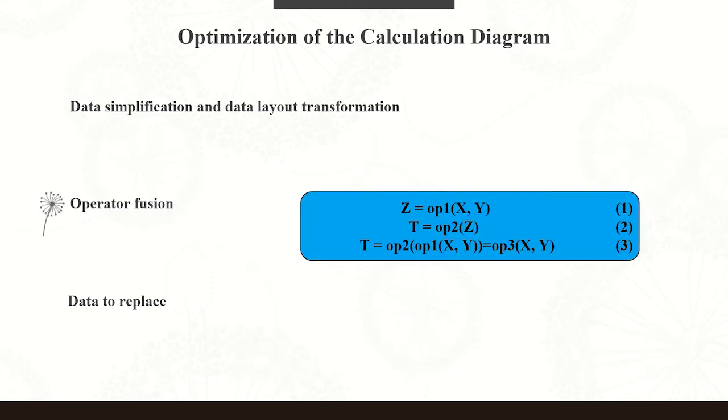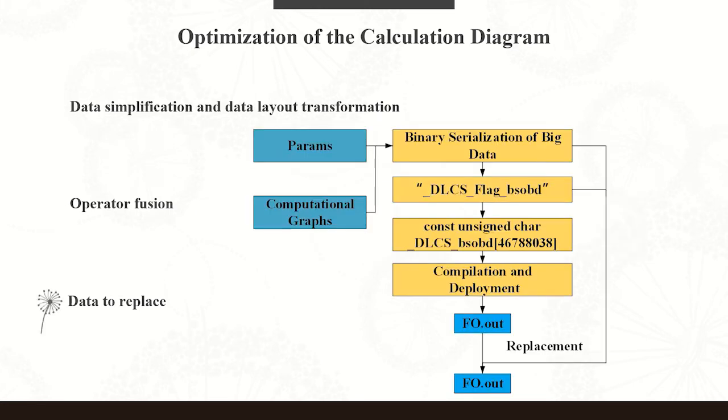Operator fusion is easier to understand, like polynomials into equations. Data replacement replaces serialized data by placing the flag information in the unsigned char arrays, which is finally found in the result files and replaced with the original binary serialized data.